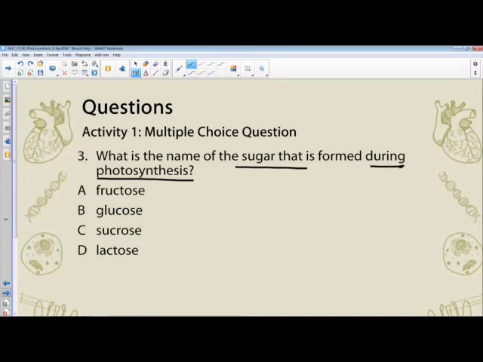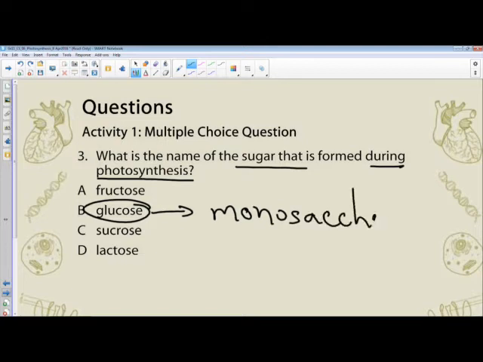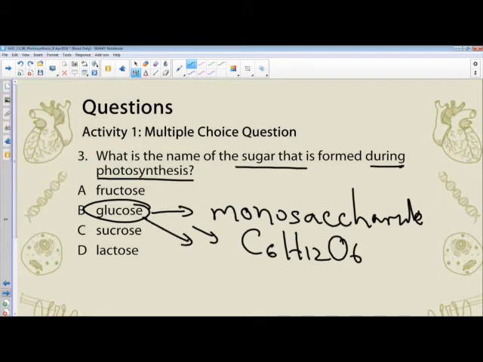What is the name of the sugar that is formed during photosynthesis? Guys, throughout this lesson so far, I've referred to the sugar being a simple sugar. The simplest sugar, and this takes us back to grade 10, is the monosaccharides. So the simplest sugar that is produced is glucose, and this is a simple carbohydrate with the formula C6H12O6. So it's a monosaccharide, and hence we need to acknowledge that glucose is the simplest sugar that is produced by plants. Let's move on to the next question.